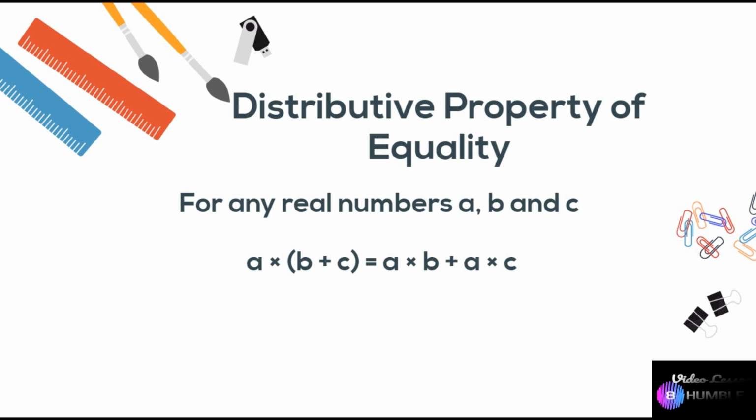Transitive property. For real numbers A, B, and C, if A is equal to B and B is equal to C, then A is equal to C.